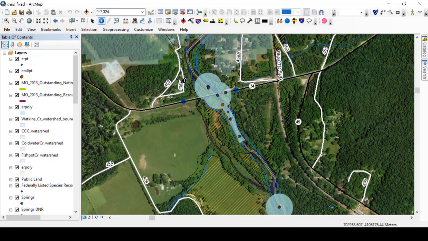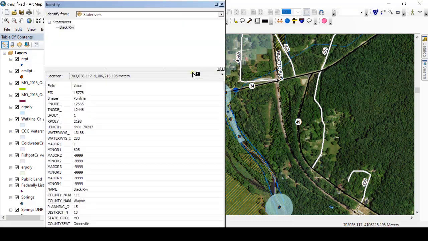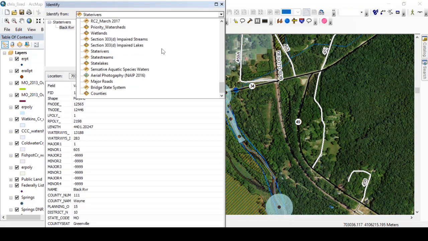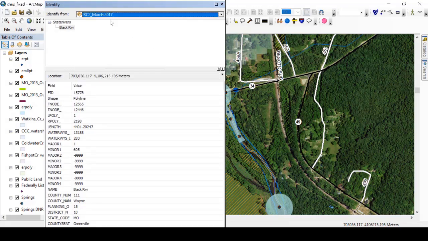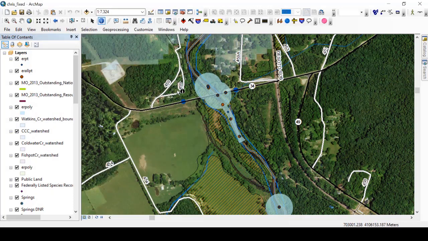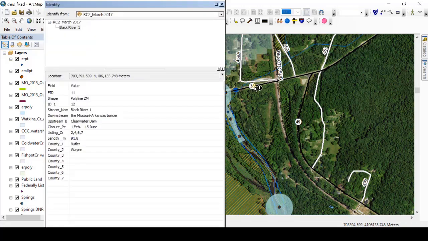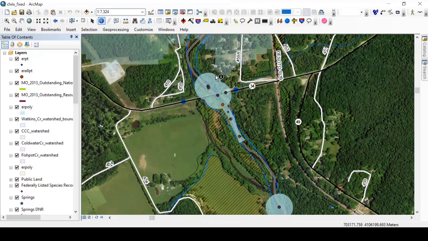So what we're going to do is go back into the Identifier tool, and we're going to select our Regional Condition 2 layer. Our Regional Condition 2 layer is going to show us streams in the area that have regional conditions. So what's showing up here is the Black River has Regional Condition 2 restrictions, spawning restrictions, between February 1st and June 15th. So those restrictions would prevent us from working below the ordinary high water mark during that time.